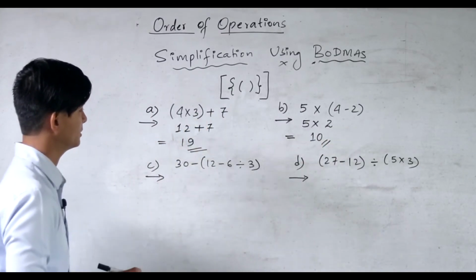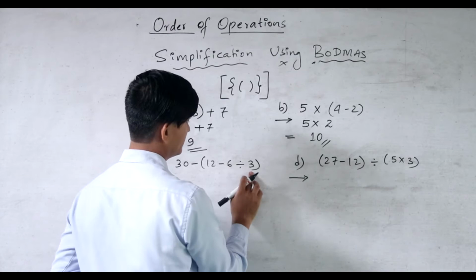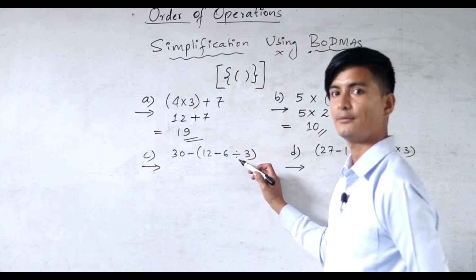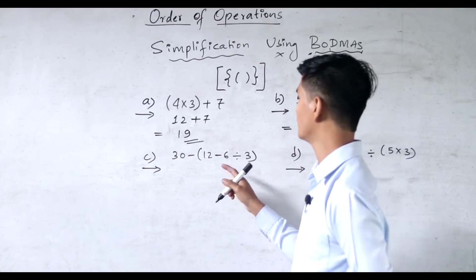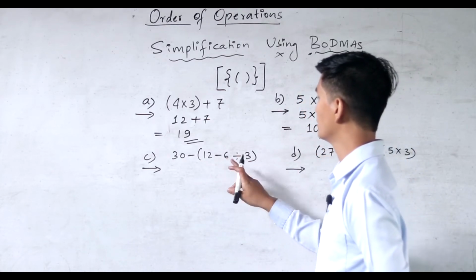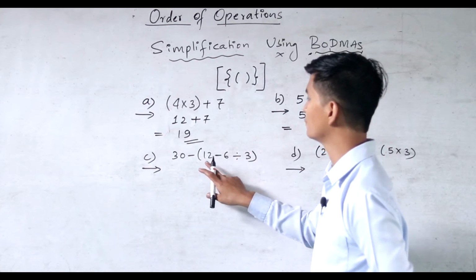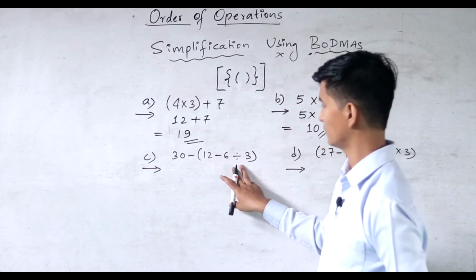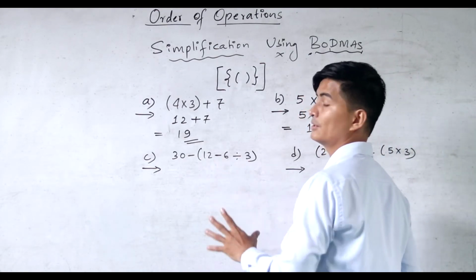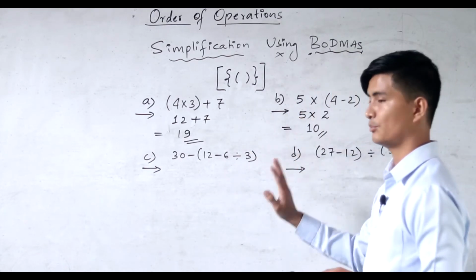Another question I have: 30 minus open bracket 12 minus 6 divided by 3 close bracket. We have to solve this bracket, whatever there might be inside it. You can see minus and division as well. So whether we do minus or division first, we need to follow the DMAS rule inside the bracket as well.